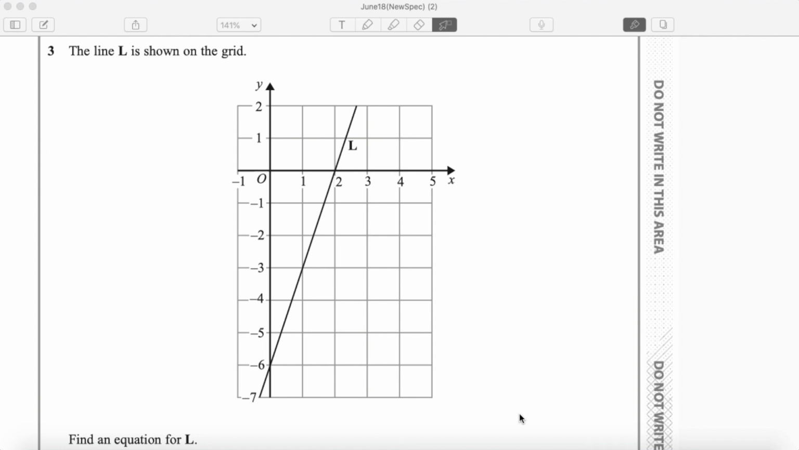Question 3 for Paper 2 Calculator, June 2018. Question 3, the line L is shown on the grid. Find an equation for L.